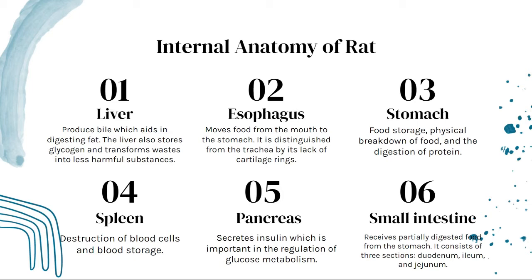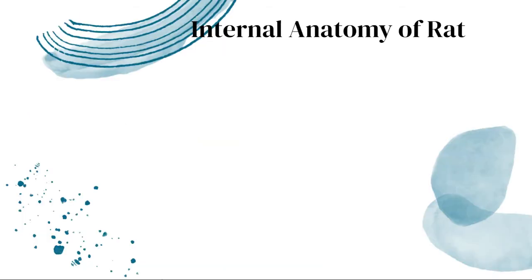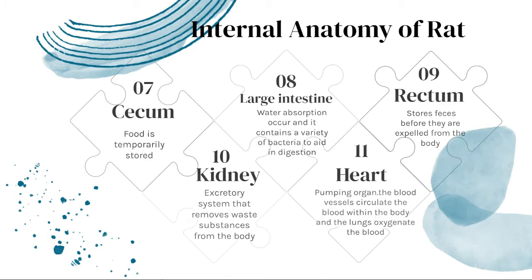The small intestine will lead to the cecum. While for the cecum, it is where food is temporarily stored. The large intestine is where the final stages of digestion and water absorption occur, and it contains a variety of bacteria to help in digestion. The rectum functions in temporarily storing feces before they are expelled from the body.